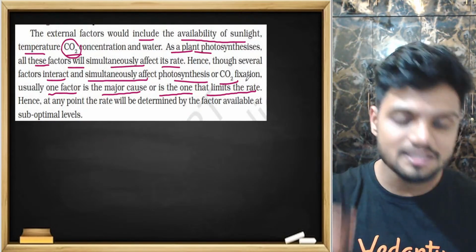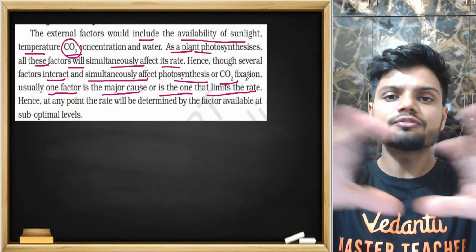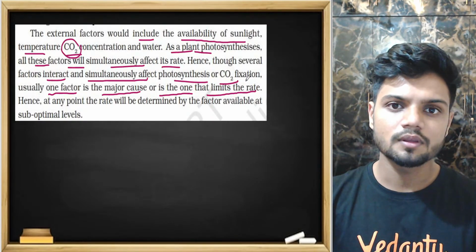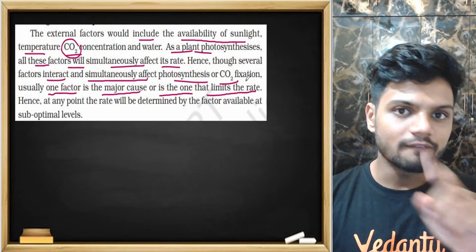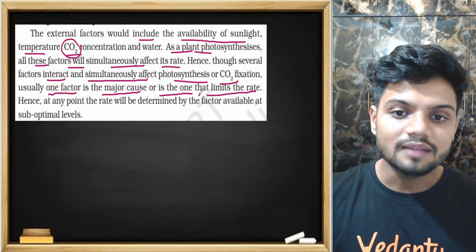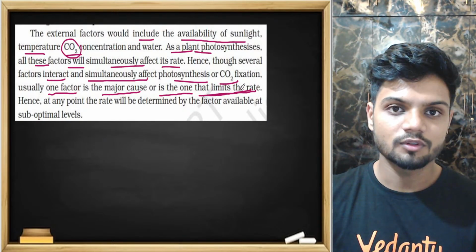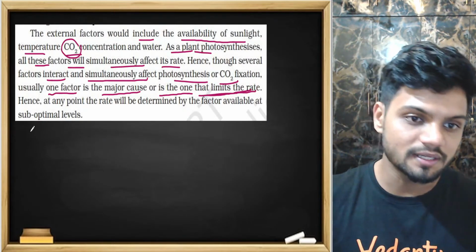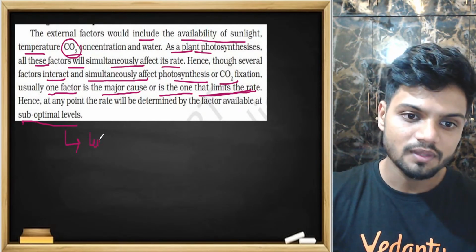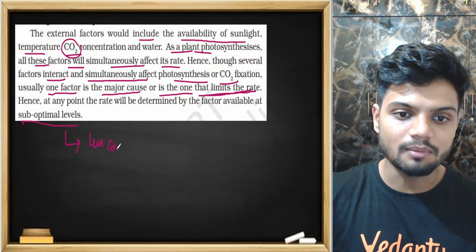Similarly in the case of plants, there are many factors affecting the rate of photosynthesis. Many factors are there, but there is that one factor which is present in the least amount, one factor that limits the rate of reaction. Why is it limiting the rate of reaction? Because it is present at suboptimal levels. The meaning of suboptimal level is less quantity or less amount.